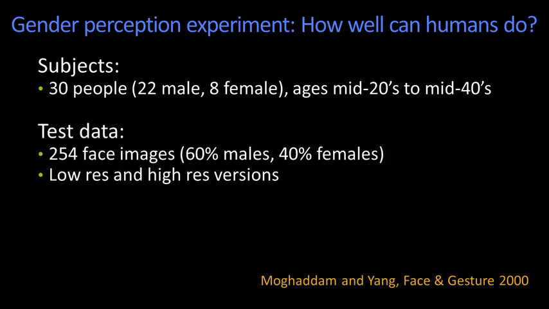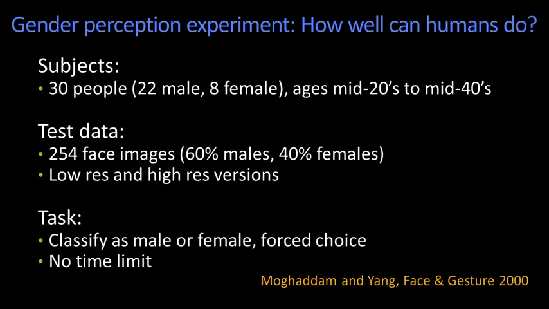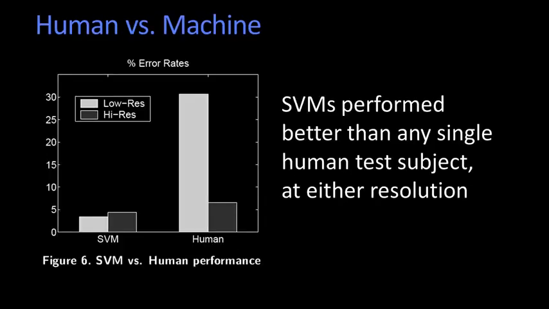And their test data was 254 faces, 60% male, 40% female. I don't know why they wouldn't use 50-50, but that's what they did. They used low-res versions and high-res versions. We'll get to that in a minute. And then the task was, is it male or female? We'll give you all data to decide, but you have to make a choice. You can't say, I don't know, and you can take as long as you want. So that was how well humans could do.